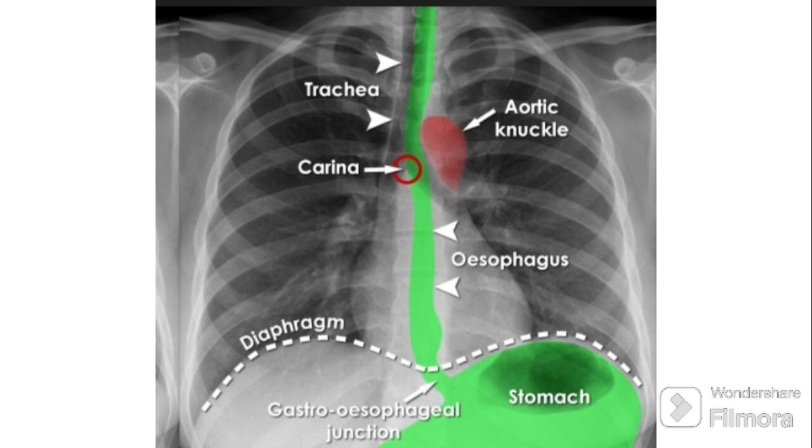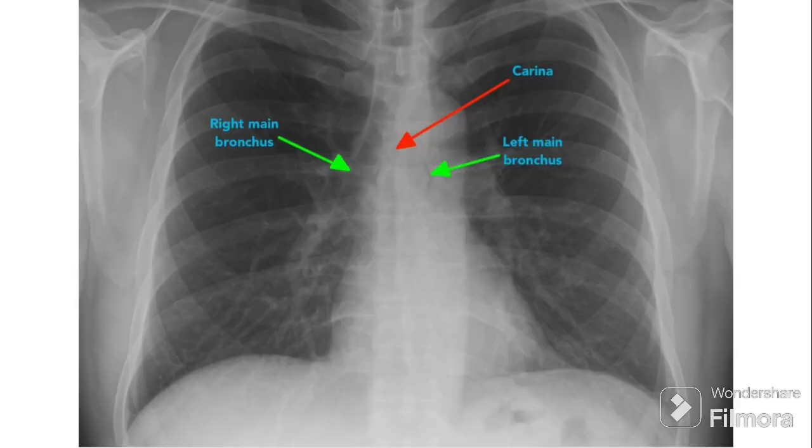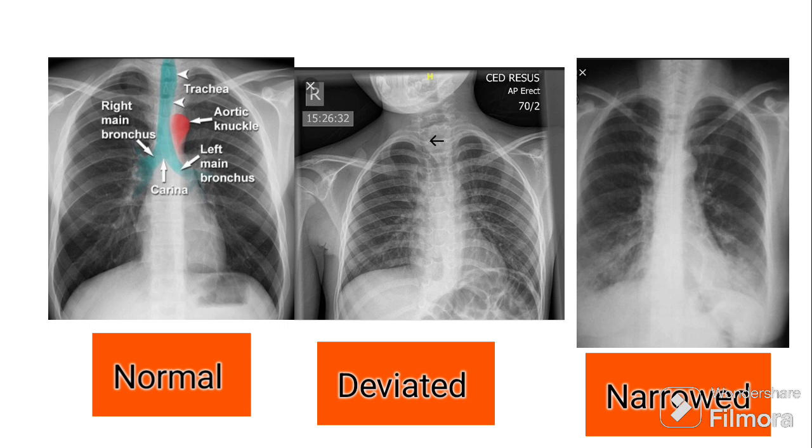In this situation, feeding should be avoided and the NG tube should be removed. Airway. The trachea is in the midline and bifurcates at the carina into the left and the right main bronchus. You should note the three presentations: the normal, deviated, and the narrowed airway. I think we have looked at the normal airway.